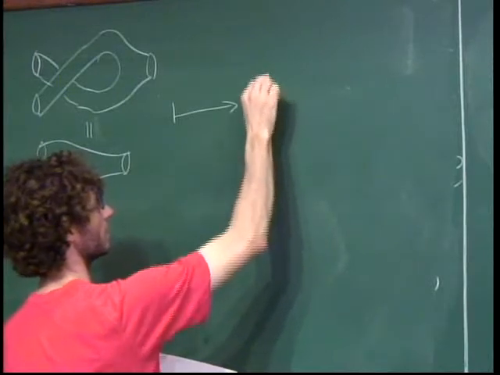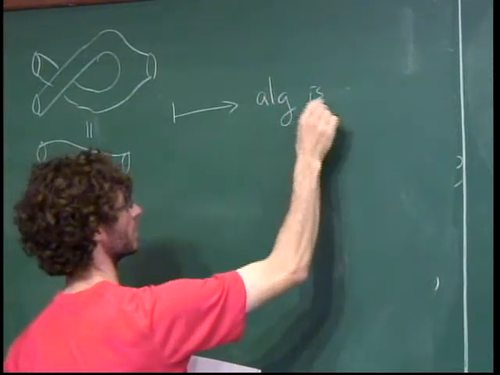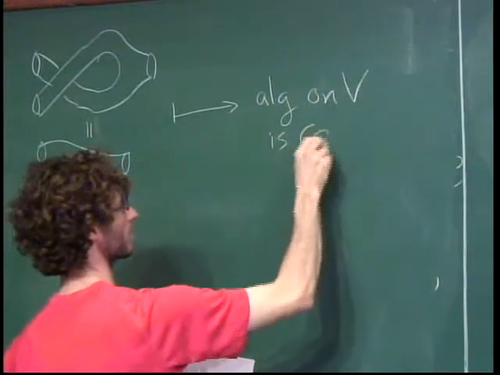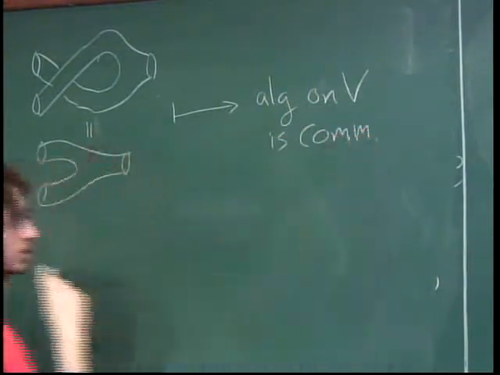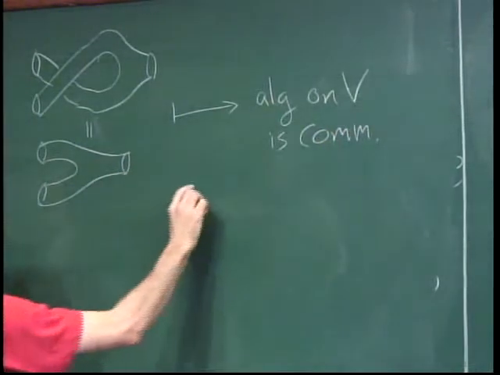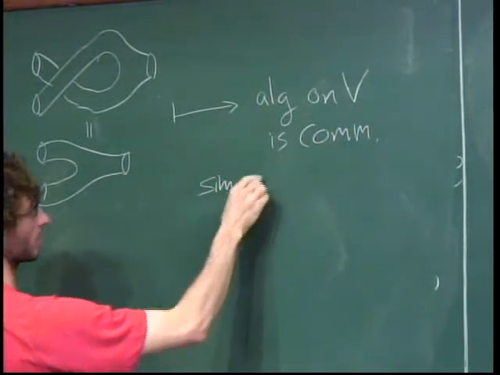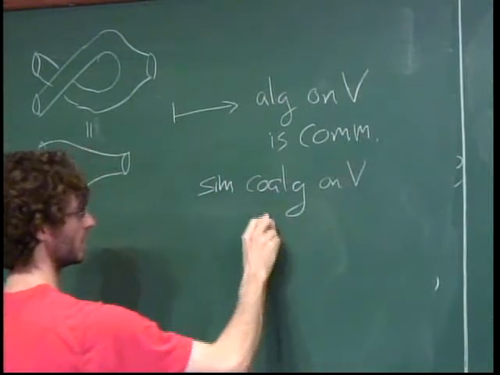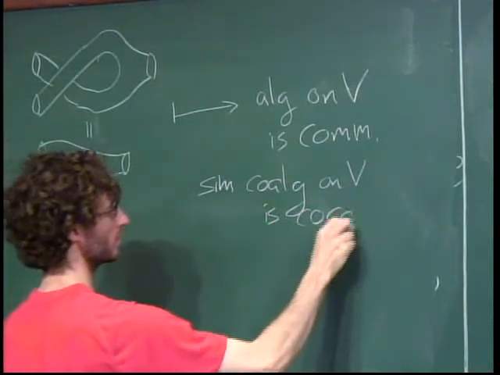So the algebra structure on V is actually commutative. And similarly, the coalgebra structure on V is co-commutative.